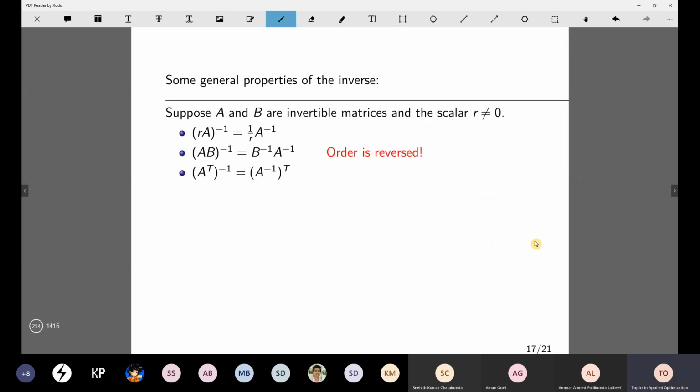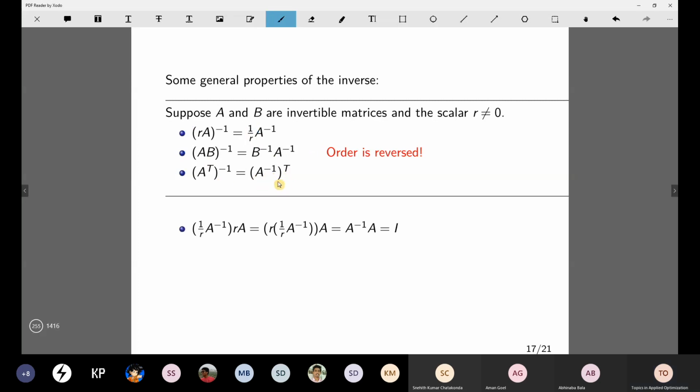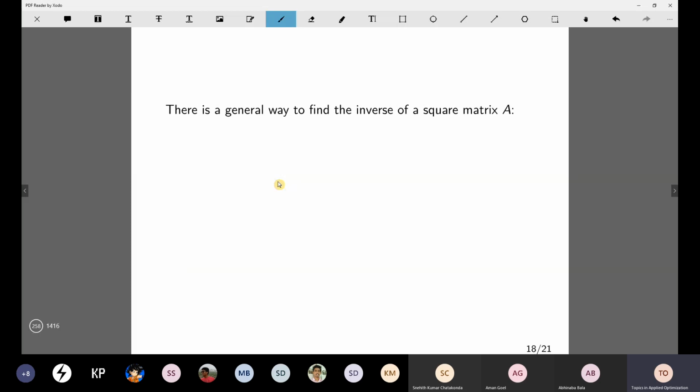Suppose A and B are invertible matrices and a scalar R is not equal to 0. Then these are the properties you have. R times A inverse will be, remember this, 1 divided by R, and then A inverse. AB inverse is B inverse A inverse. Remember, order is reversed: B inverse first, then A inverse. Inverse of a transpose is transpose of the inverse. These are the properties you can check.